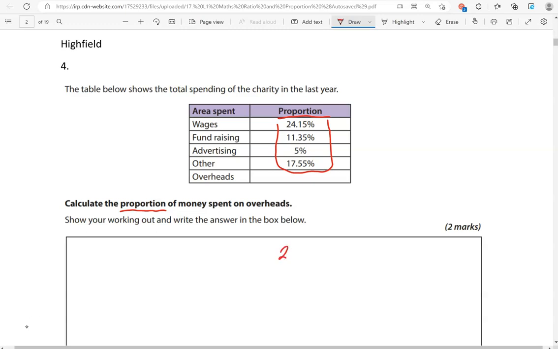So 24.15 plus 11.35 plus 5% plus 17.55%. So 5 and 5 is 10 and the 5 is 15. 5 down, 1 carried over. 1 and 3 is 4. And the 5 is 9. And the 1 we carried over, that makes 10. So 0 down, 1 carried over.